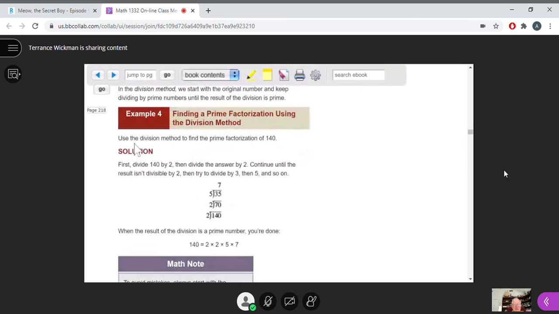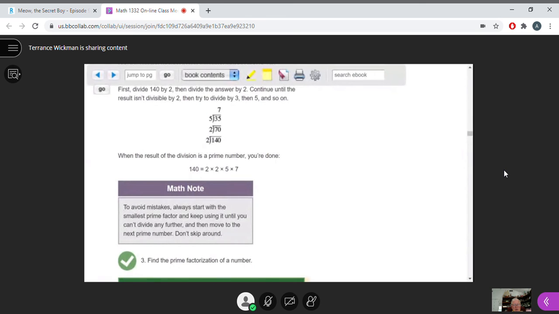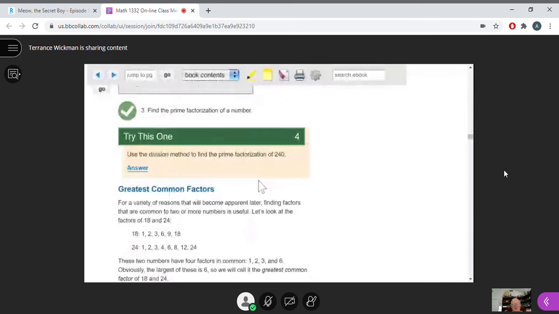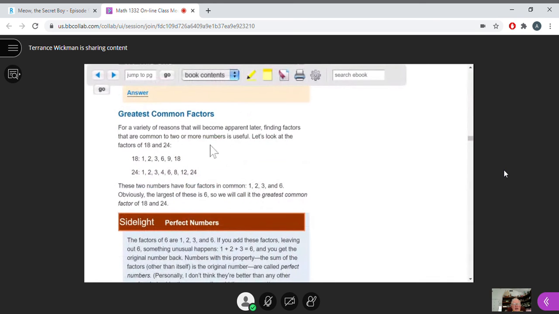I got personal, so I'll try not to do that. But anyway, now they're doing it the right way. Look at it. They're using 140, they go 2 times 7, there it is. And to go past that, 7 is 1 time. They don't quite finish it out, because 7 is a prime number. 140 is equal to 2 squared times 5 times 7. The greatest common factor.